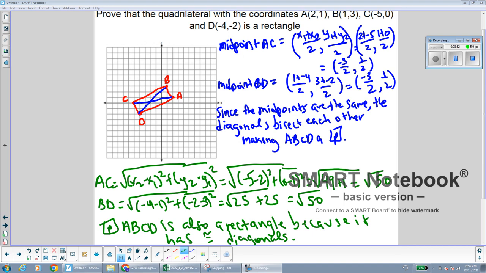So I first showed that I had a parallelogram by finding the midpoints of the diagonals and showing that they are the same. So since the midpoints are the same, the diagonals bisect each other, making ABCD a parallelogram.